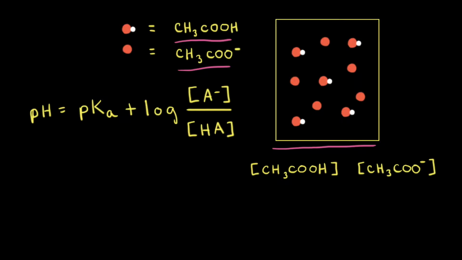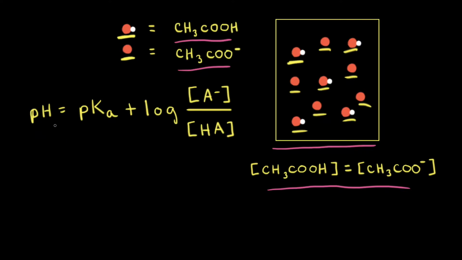Also, when looking at the particulate diagrams of buffer solutions, water molecules and cations are often left out for clarity. Let's count the number of particles of acetic acid in our particulate diagram. In our diagram, there are 5 particles of acetic acid, and for the acetate anion, there are also 5. Because there are 5 particles of both, the concentration of acetic acid is equal to the concentration of the acetate anion.